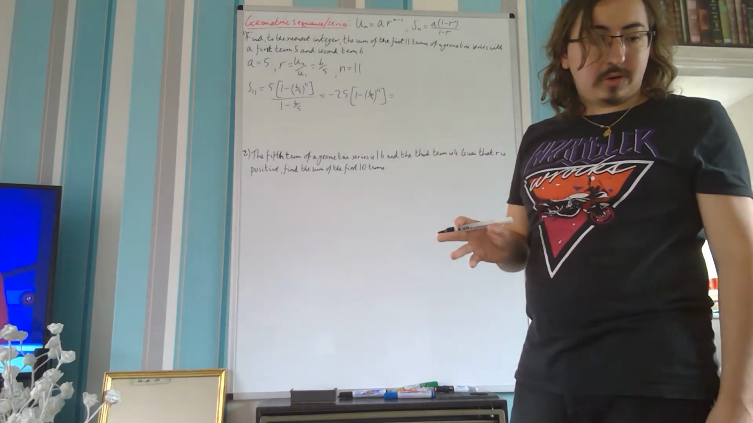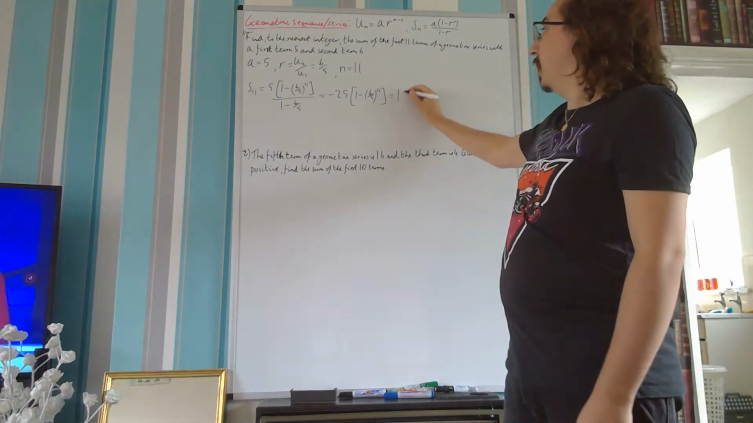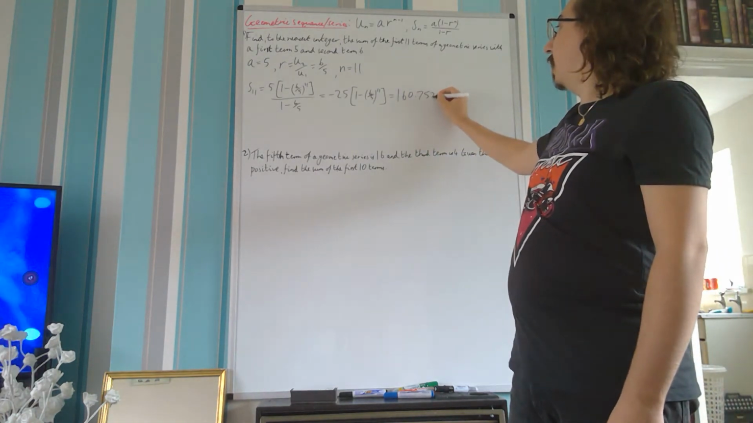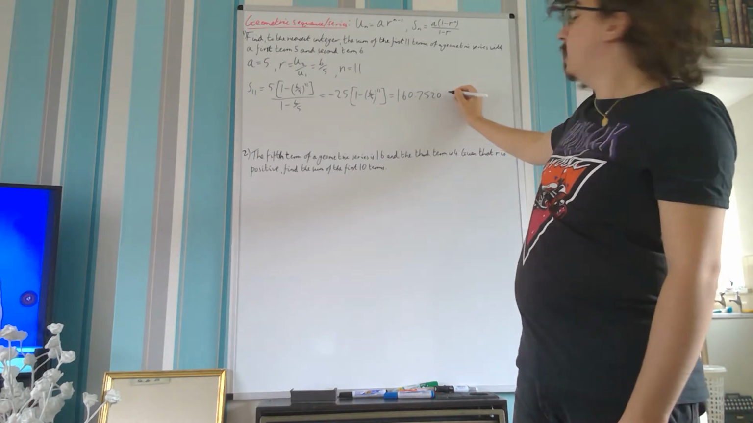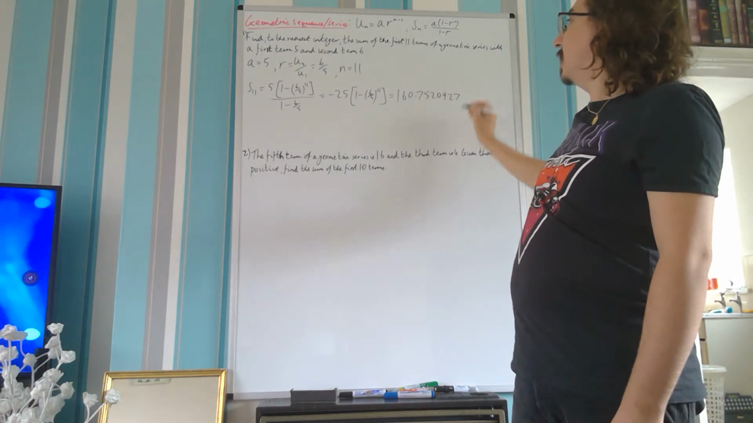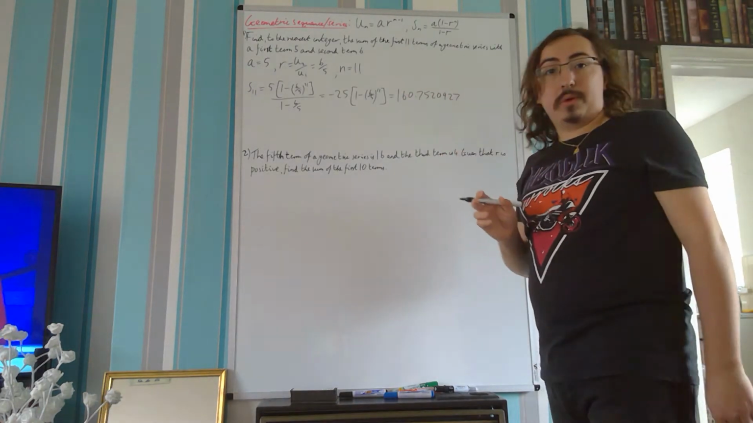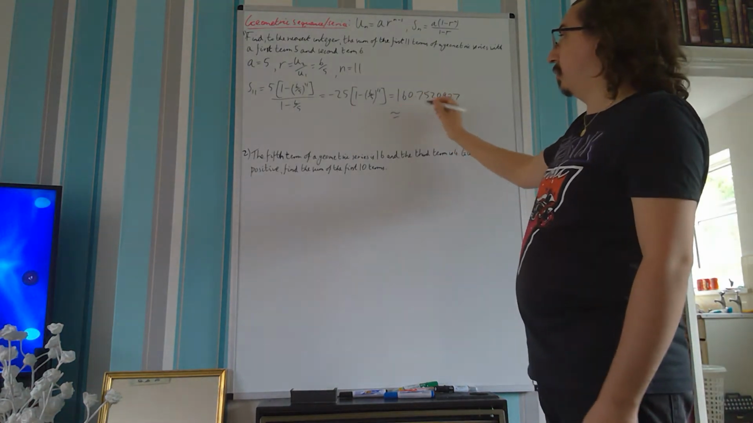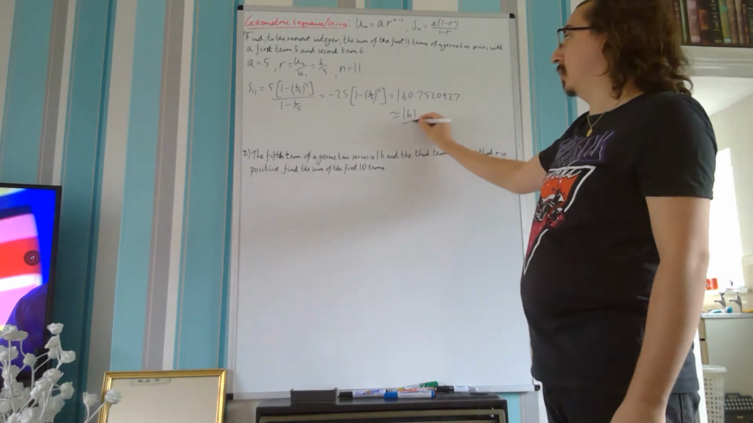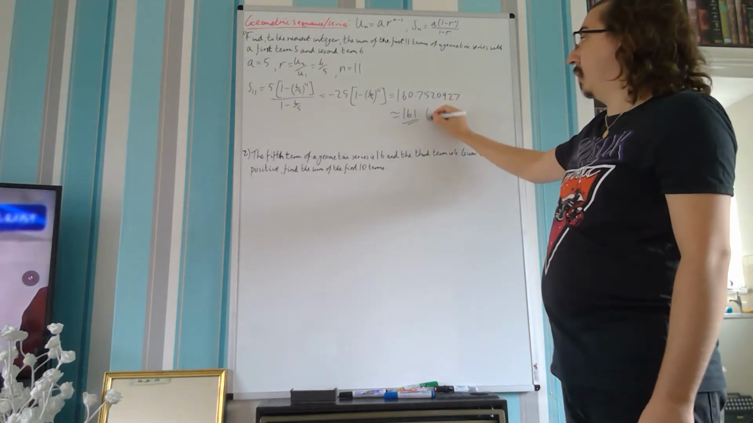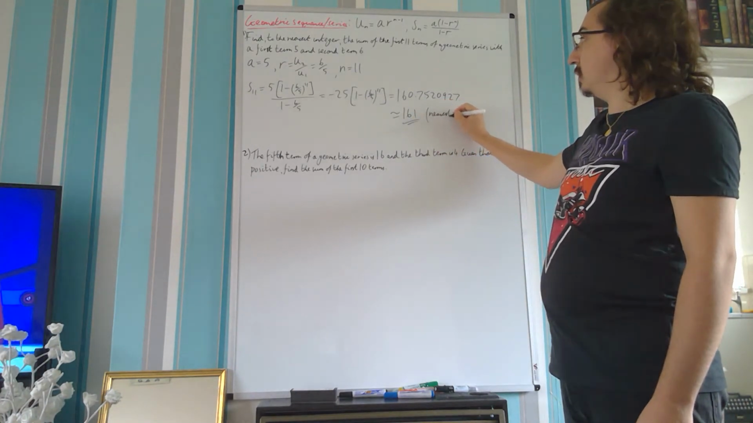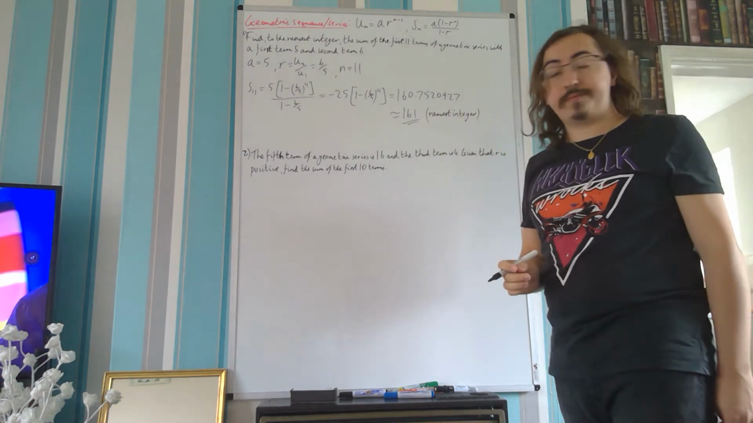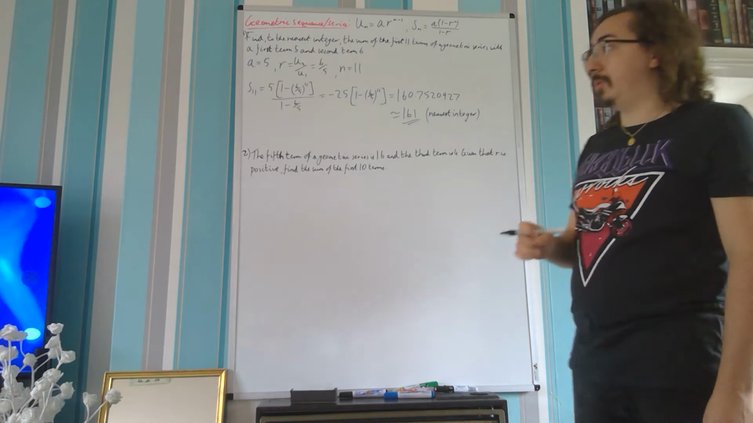So at this stage I'd go to the calculator and you end up with 160.7520927. You then look at what the question asks for and it says give it to the nearest integer. So we can round this to the nearest integer, which is 161. And I just put that in brackets, nearest integer. So that's quite a nice problem.